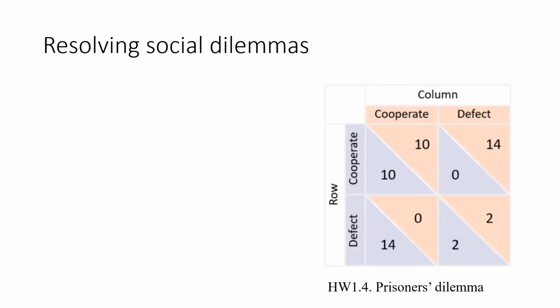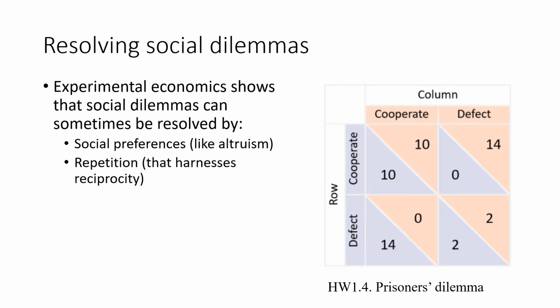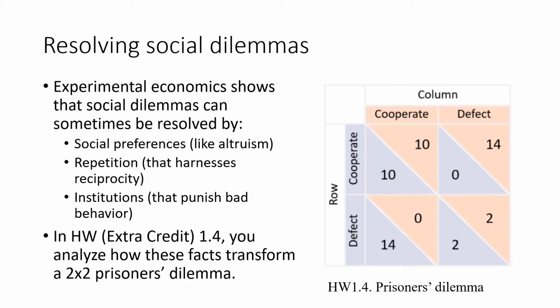As you also remember, in the previous lecture, I talked about how we can resolve the social dilemmas. Experimental economics shows that social dilemmas can sometimes be resolved by social preferences like altruism, repetition that harnesses reciprocity, and through institutions that punish bad behavior. In your homework 1.4 or the extra credit assignment 1.4, you analyze how these facts transform a 2x2 prisoner's dilemma.